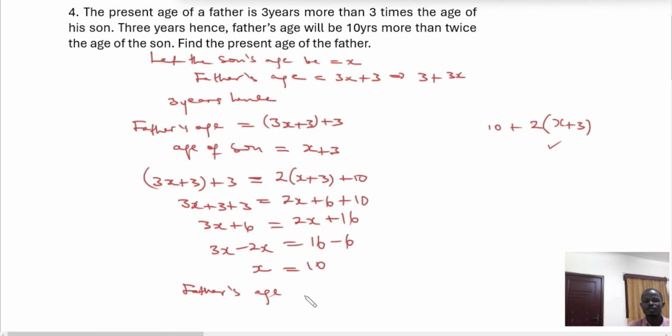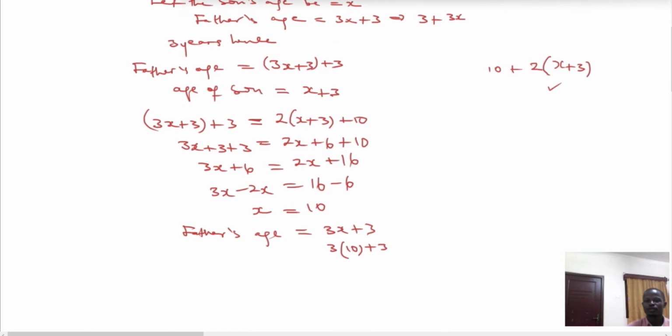The present age of the father is 3x plus 3. So we're going to substitute for x. Here, 3 times 10, substituting for x, plus 3. 3 times 10 is 30, plus 3. So the father's age will be equal to 33 years. This is our answer for this question.